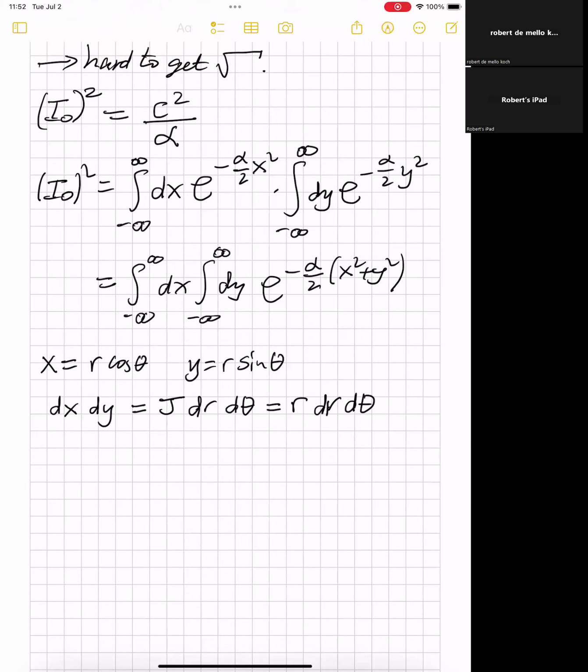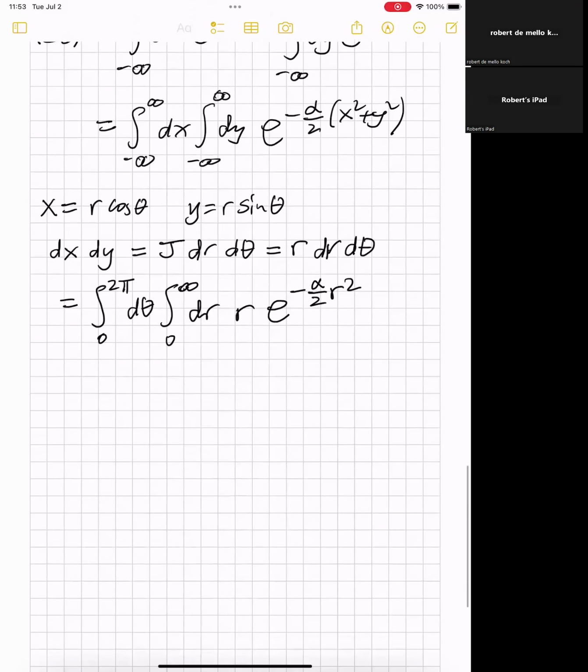So now what does the integral become? Well, we have to evaluate the integral from 0 to 2 pi d theta. We have to evaluate the integral from 0 to infinity of dr. Then let's put the Jacobian in. So there's r, and then we've got e to the minus alpha over 2 r squared. Well, the integral over theta is particularly trivial. We just get a factor of 2 pi.